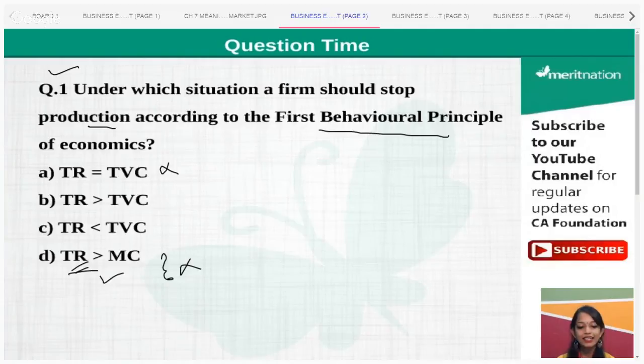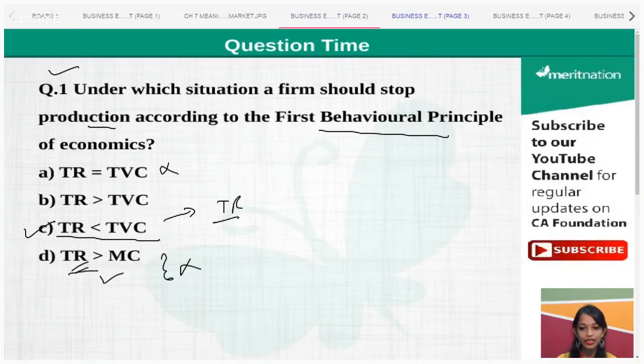Guys, the correct answer is TR is less than TVC. I just told you, right? The first behavioral principle says that a firm will stop the production whenever your total revenue, or basically the price that you're earning, goes below the variable cost. You are not able to cover your variable cost. Only then will the firm stop the production. That's why the correct answer is TR is less than TVC. I hope everyone's clear on this question, guys.